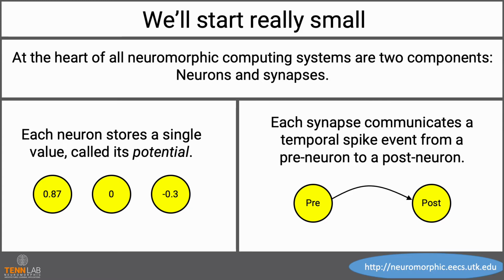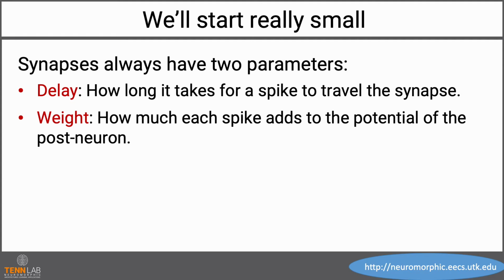And each synapse is like an edge on a graph, and a synapse communicates a temporal spike event from a pre-neuron to a post-neuron. So there's the spike that comes out of the pre-neuron, and then it travels in time along the synapse until it arrives at the post-neuron. Synapses always have 2 parameters. First is delay, which is how long it takes in time, maybe simulated time, for the spike to go from the pre-neuron to the post-neuron.